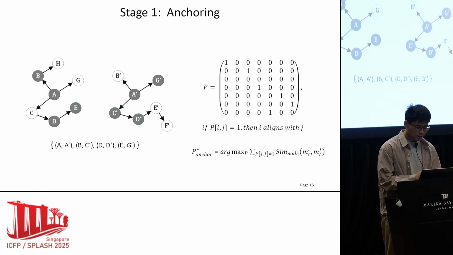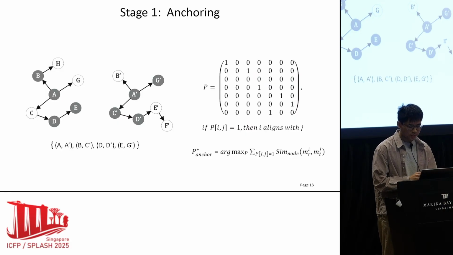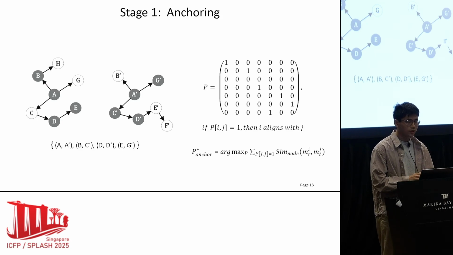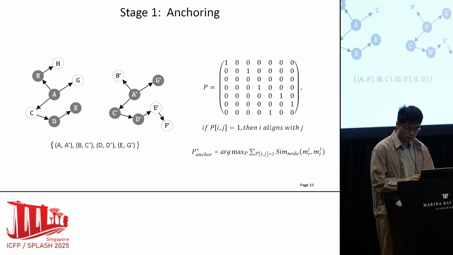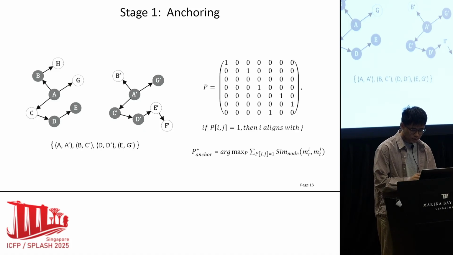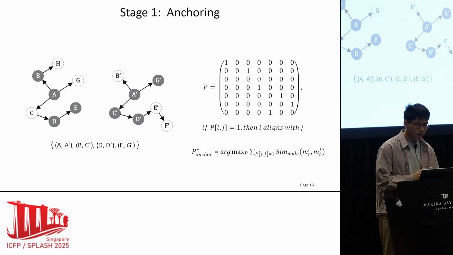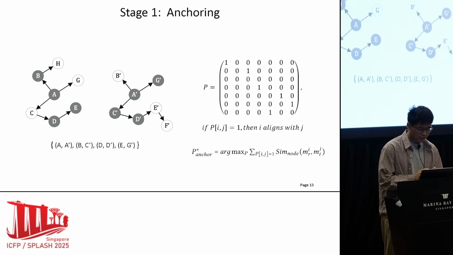And this stage can be formally modeled as an optimization problem. Specifically, given a matrix P where P_ij equal to 1 means that method i aligns with method j, we search for all possible values of this matrix to find one that maximizes the sum of node similarities, which we denote the result as P star anchor.